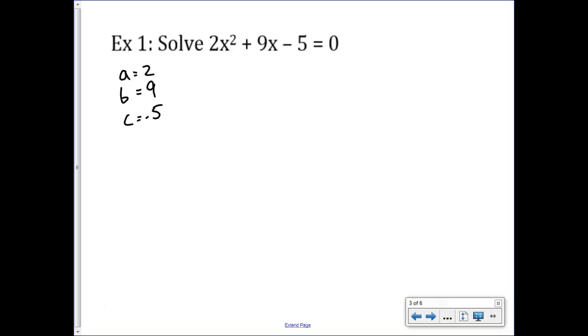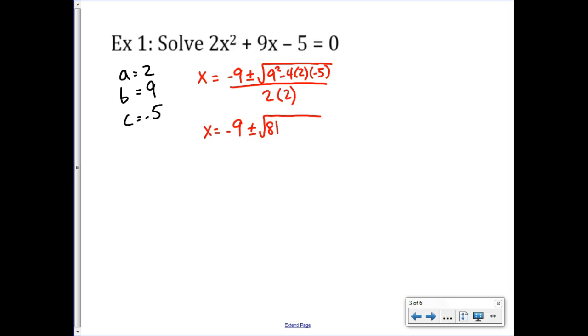So we have x equals the opposite of b, so negative 9, plus or minus the square root of b squared, so 9 squared, minus 4 times 2 is our a value, times negative 5 is our c value, all over 2 times 2 is our a value. So x equals negative 9 plus or minus the square root of 81 plus, and we get, because there's negative times negative, so we get 40 there, over 2 times 2 is 4.